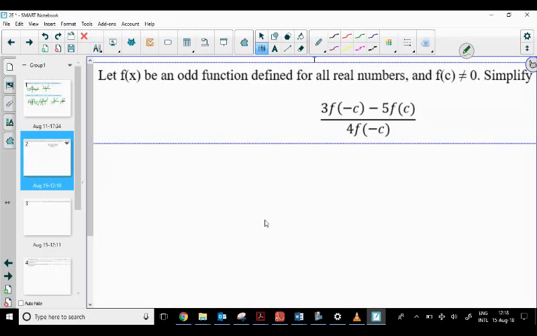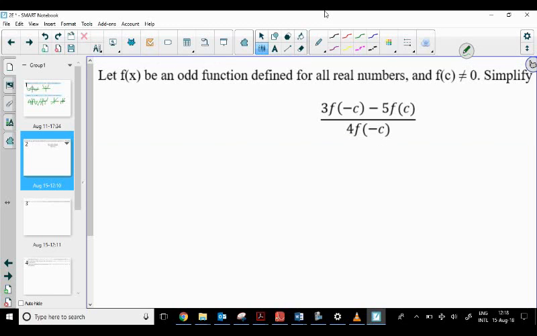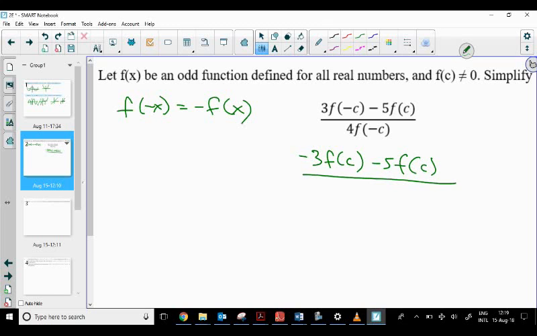Let's put it to use now with some easier ones. Here, we know ahead of time that f of x is some odd function, so we know that as a point of fact. It's an assumption we're starting from. So f of negative x is equal to negative f of x. We're just asked to simplify this fraction. So f of negative c is equal to negative f of c. So this is minus 3 f of c minus 5 f of c divided by negative 4 f of c, just using the rule for what an odd function is.